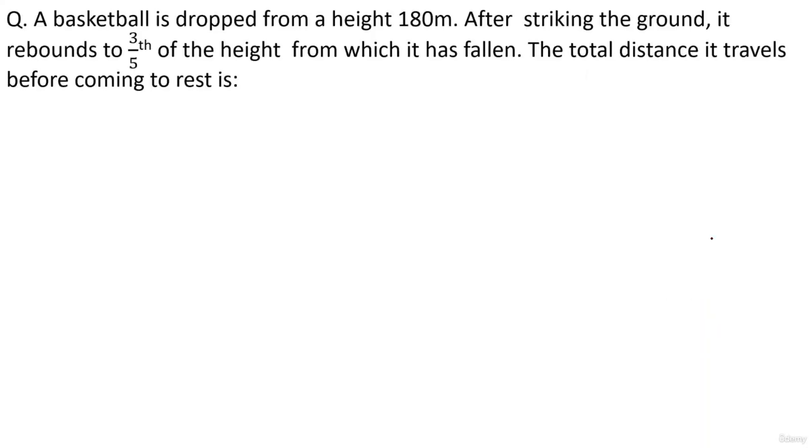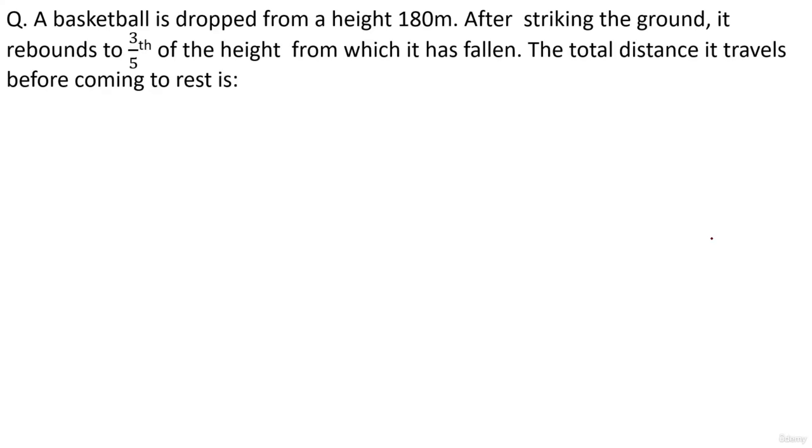A basketball is dropped from a height of 180 meters. After striking the ground, it rebounds to 3/5 of the height from which it has fallen. The total distance it travels before coming to rest is. Okay, so I want you to just attempt this question once. Just pause the video for a few seconds or a minute or so, and then you can refer to it again for the solution.